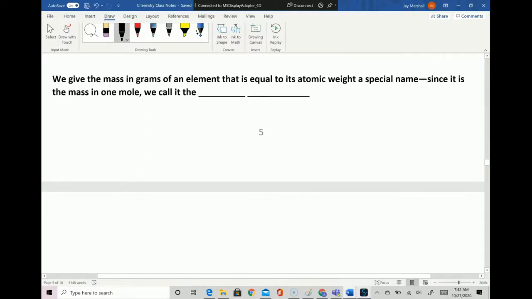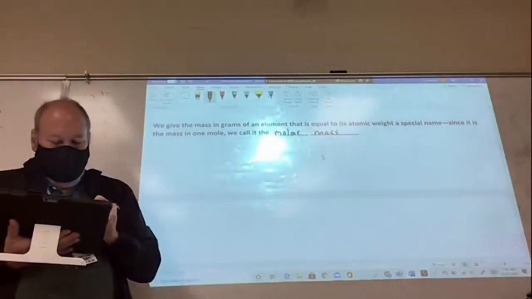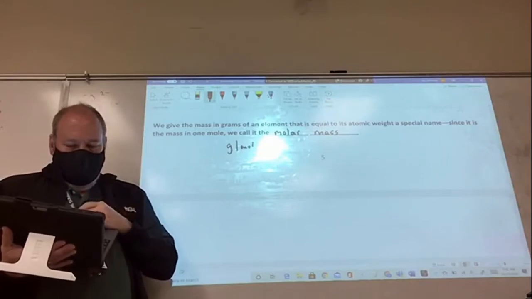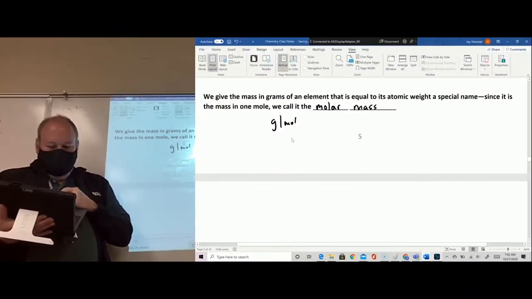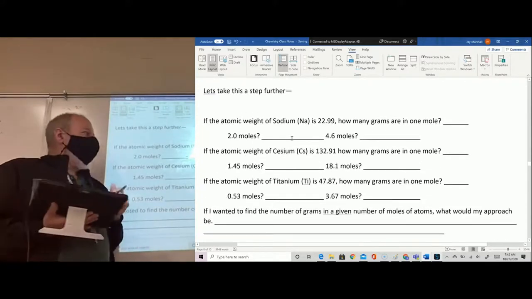So, we give the mass in grams of an element that's equal to its atomic weight a special name. Since it's the mass in one mole, it should make sense that we're going to call it the molar mass. We turn mole into an adjective. What mass is it? It's the mass in one mole. Grams per mole. Now that we know this, we have to figure out how to use it.